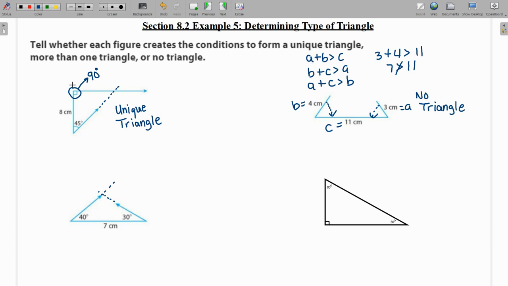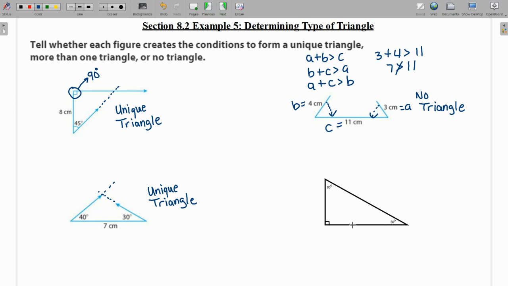Now we're down to a unique triangle or more than one. Once again, because of this fixed side, this side of 7 centimeters, it can't go larger than that and it can't go smaller than that. We're stuck with that. So because of that, we have another unique triangle. We can only form one triangle with those particular measurements that were given, the two angles and the 7 centimeter side.